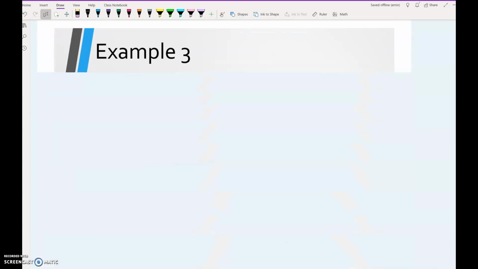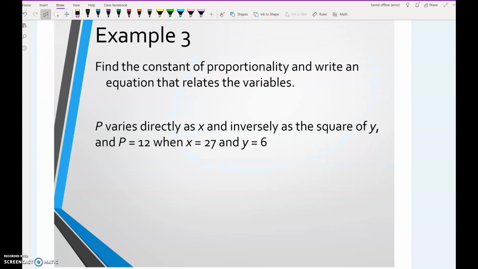All right, let's try example 3. I made this one a little bit more complex on purpose. So part A, we need to translate P varies directly as X and inversely as the square of Y. There's a lot going on there.